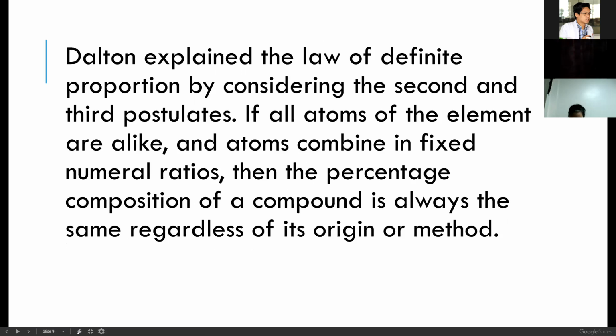Dalton explained the law of definite proportion by considering the second and the third postulates. If all atoms of elements are alike and atoms combine in fixed numerical ratios, then the percentage composition of a compound is always the same regardless of its origin or method. Percentage composition means to say that the number of, for example, sodium and the number of chlorine, once they have the chemical reaction, their composition is the same or equal. Okay.